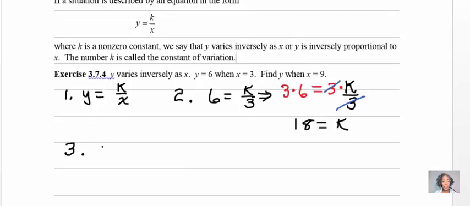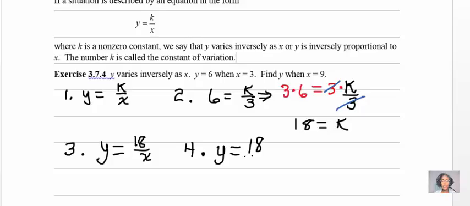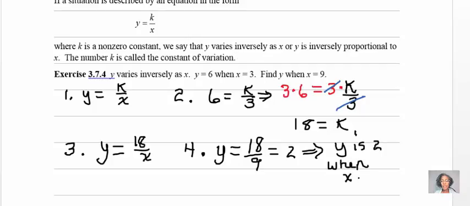Step 3 rewrites the equation from step 1 as y equals 18 over x. And then in step 4, we now have enough information to find y when x is 9. So y is 18 over 9, which is 2. So y is 2 when x is 9.